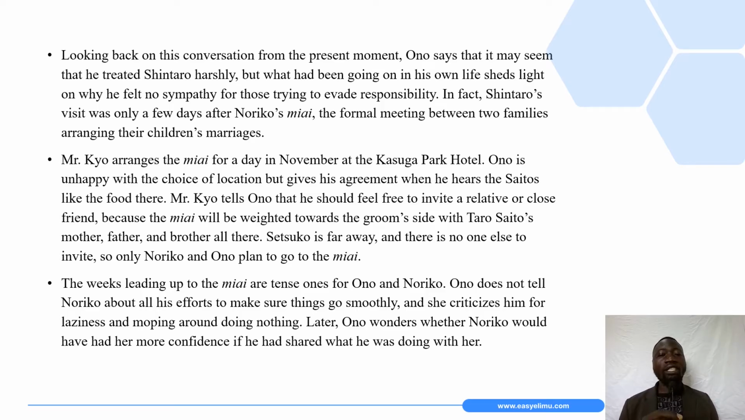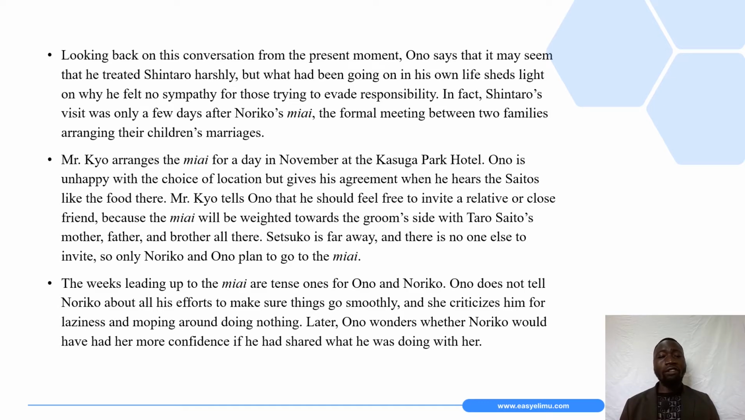In fact, Shintaro's visit was only a few days after Noriko's Miai, the formal meeting between two families arranging the children's marriages. Mr. Kyo arranges the Miai for a day in November at the Kasuga Park Hotel. Ono is unhappy with the choice of location, but gives his agreement when he hears the Saitos like the food there. Mr. Kyo tells Ono that he should feel free to invite a relative or close friend because the Miai will be weighted towards the groom's side, with Taro Saito's mother, father, and brother all there.